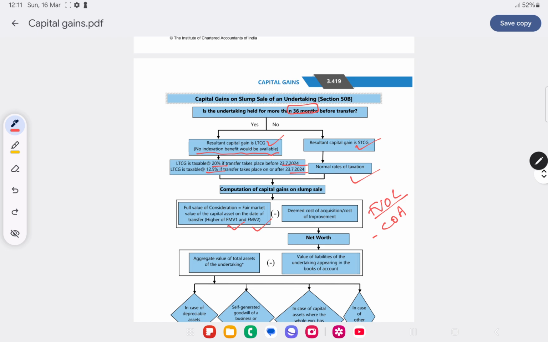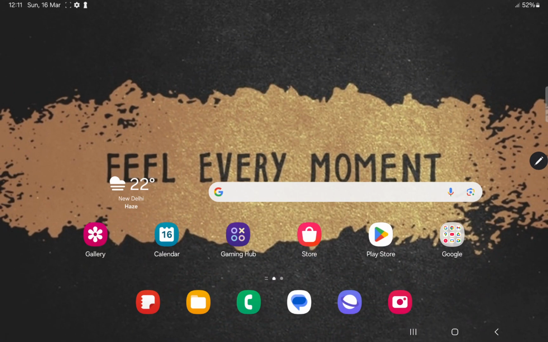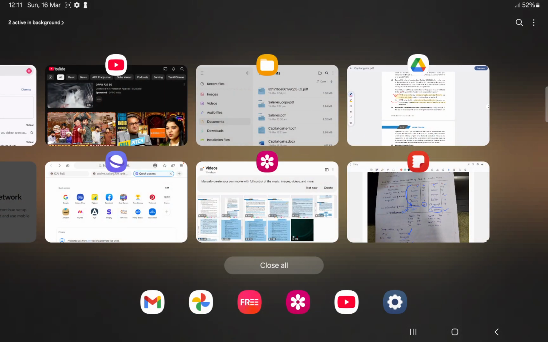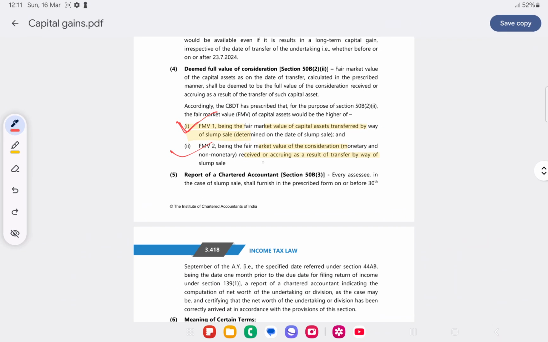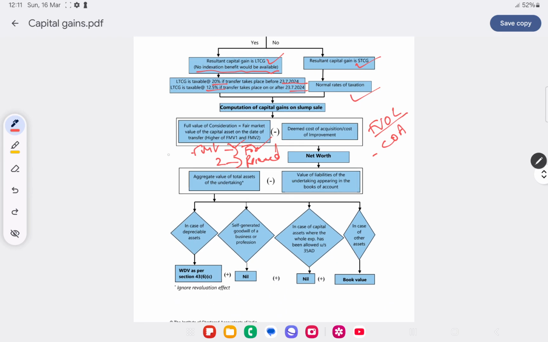Deemed cost of acquisition, cost of improvement. What will be the cost of acquisition? See, FMV1 is the FMV of what we have transferred. FMV2 is the FMV of what we have received. If it is monetary, take the monetary value. If it is non-monetary, take the FMV value, monetary and non-monetary. Now this is the full value of consideration. What will be the deemed cost of acquisition?